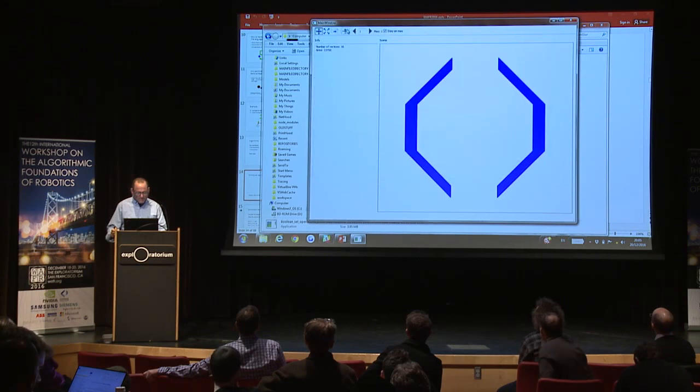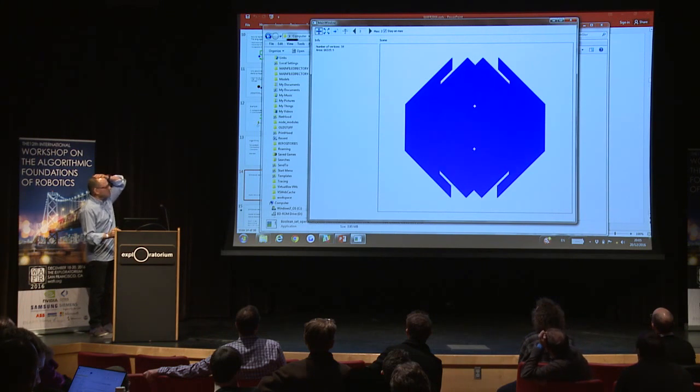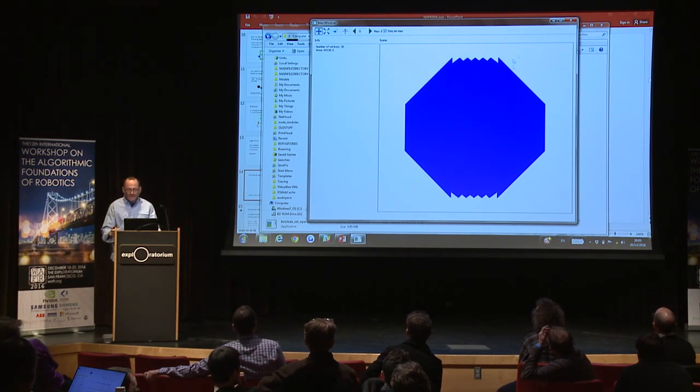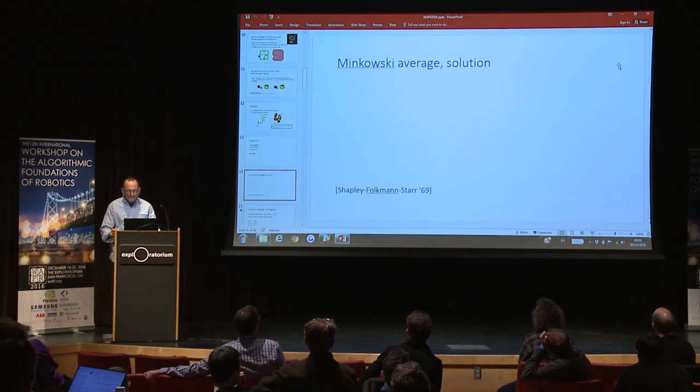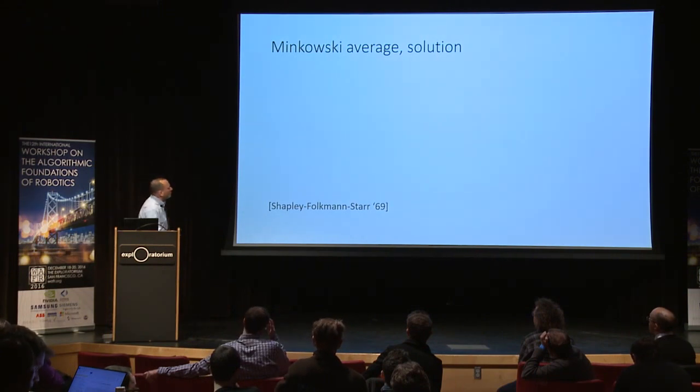Let's run this. This is the sequence. Yes, it converges to the convex hull of the set. And this is, in fact, well known for many years, for over 45 years.